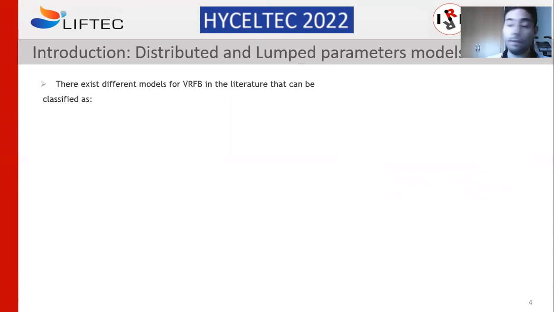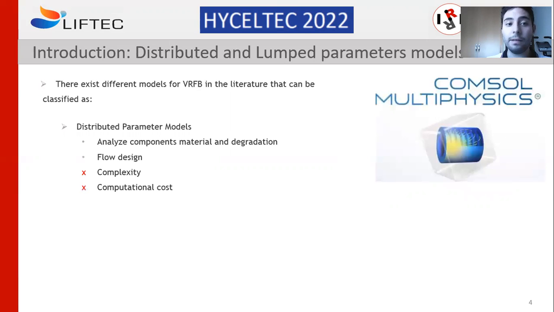So inside the literature, there exist different models of a vanadium redox flow battery that can be mainly classified into 2 types. On the one hand, the distributed parameter models that are used to analyze components, the material, or different effects such as the degradation or the flow design. The main disadvantage of this type of models is that they have a high complexity and computational cost. For that reason, they need specific and robust software, as for example COMSOL Multiphysics.